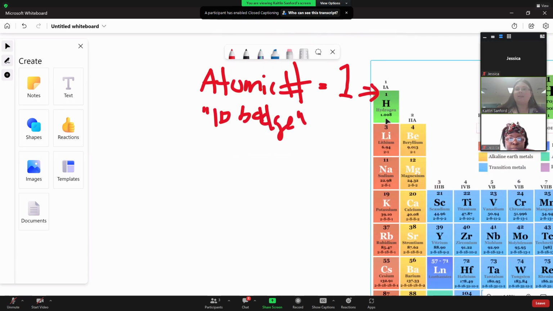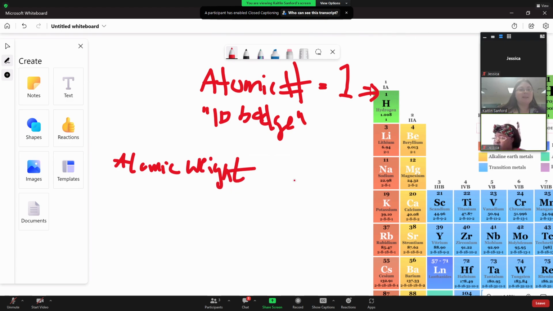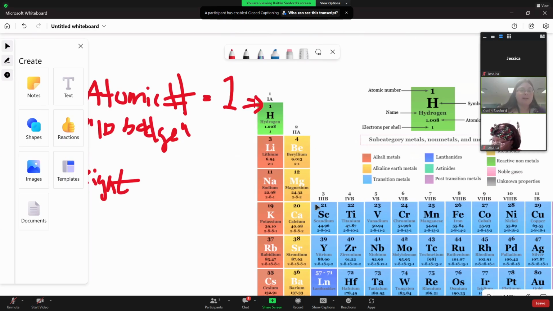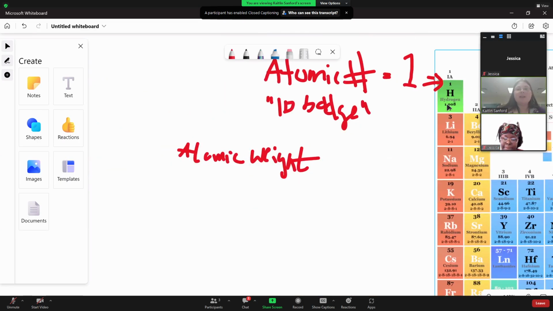What is this here? So that's not the mass, is it? Atomic weight. I think so. This is one that even I get confused with atomic mass, okay? But this is an average of all the isotopes of an element. What is an isotope?